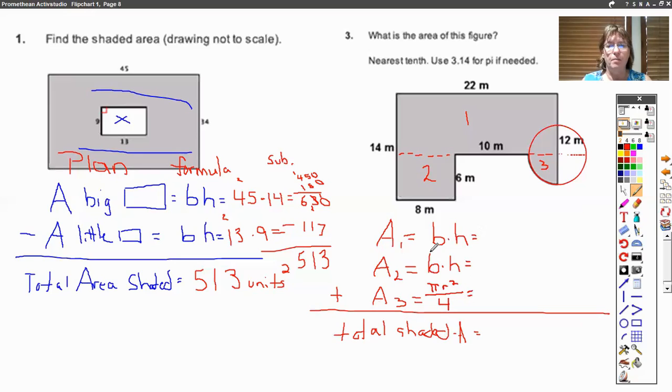So I created my plan, I put in my formulas. The next step is I'm just going to put in the numbers now and solve. Well, in order to do that, I'm going to have to figure out what these measures are, right? So this is 22, so I know this measure all the way across here is 22.